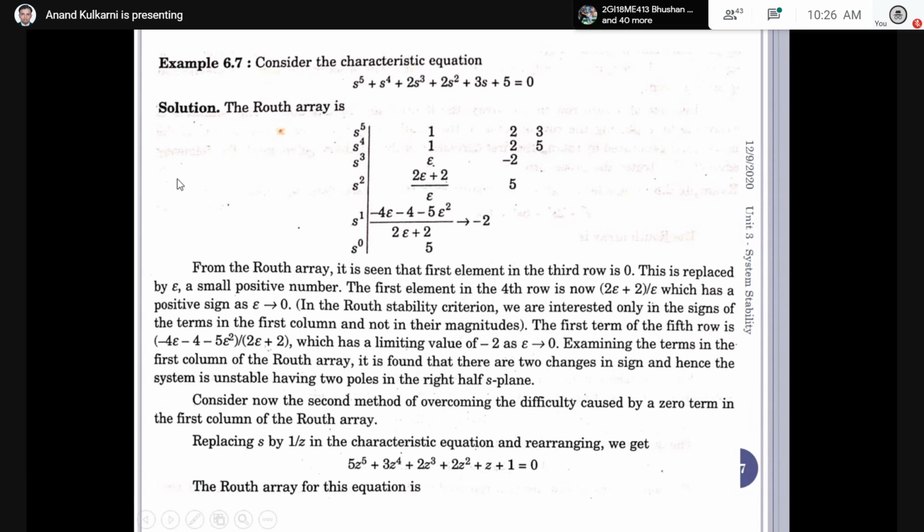Sometimes this method of substituting epsilon always works. You have to solve problems of this kind like this only. But sometimes you can do it by another method. This is not a foolproof method.